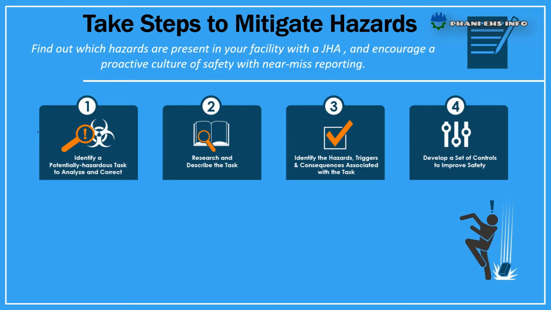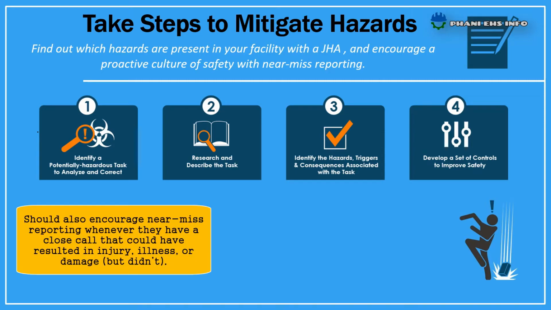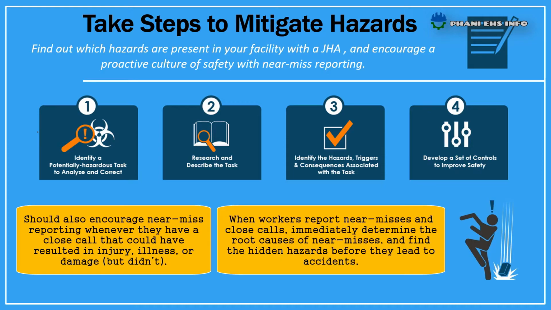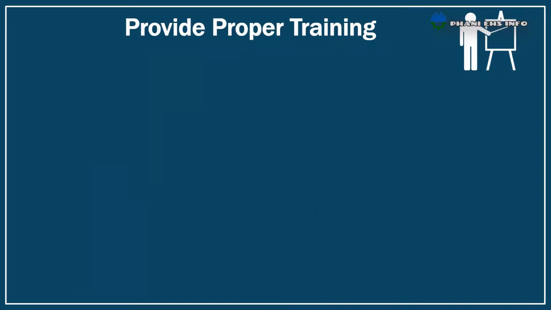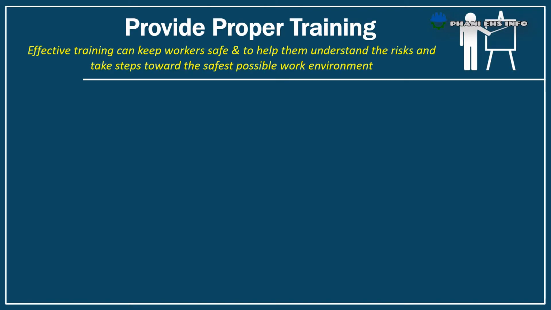You should also encourage near-miss reporting whenever workers have a close call that could have resulted in injury, illness or damage but didn't. When workers report near misses and close calls, immediately determine the root causes and find the hidden hazards before they lead to accidents. Second one, provide proper training.